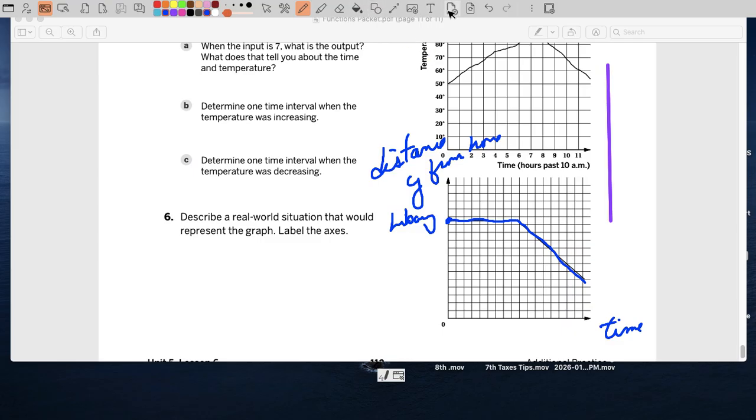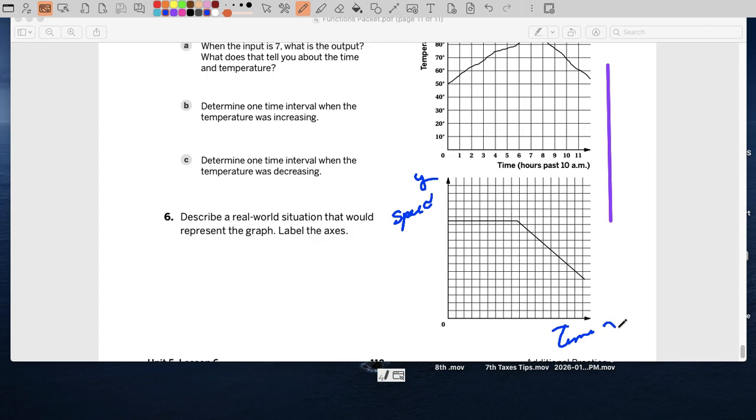Or you can say, let me say another story. You're driving your car, so again, this is time, this is your speed, this is your y-axis, your x-axis. You're driving at a constant speed, the same speed, and then you start slowing down, right? And that's where your story ends.